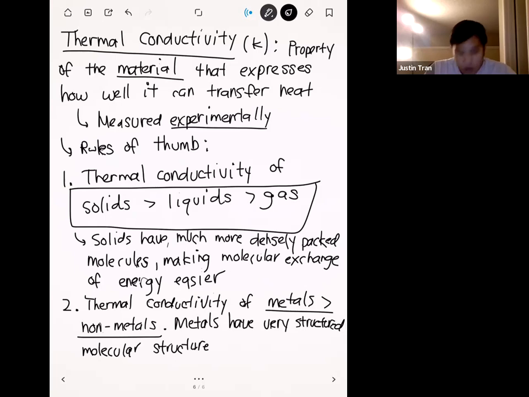Okay. All right. And so now that we understand Fourier's law and we understand the factors that go into it, let's talk about the equation that we're going to use a lot in this class called the heat equation.